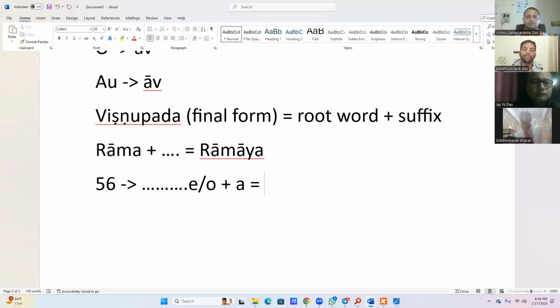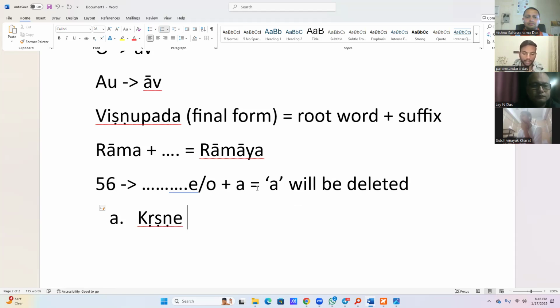Rather, the A Rama will be deleted, and we will put that apostrophe mark or avagraha. For example, Krishne atra. Krishne atra. So A followed by A. There will be no change in the first A. Rather, the A will be deleted and there will be this apostrophe mark in place of it.